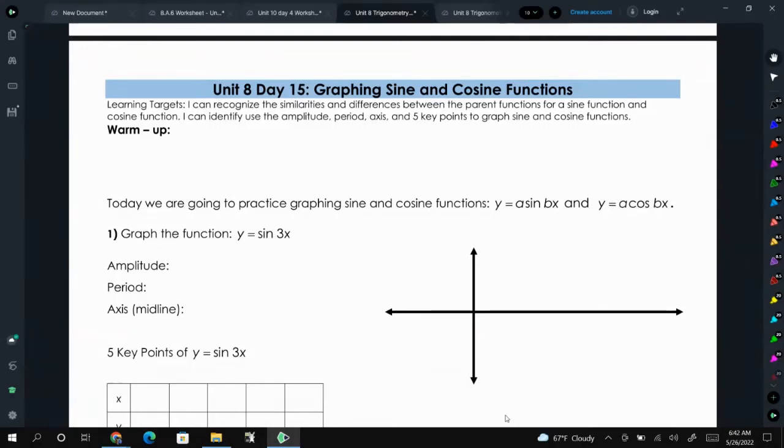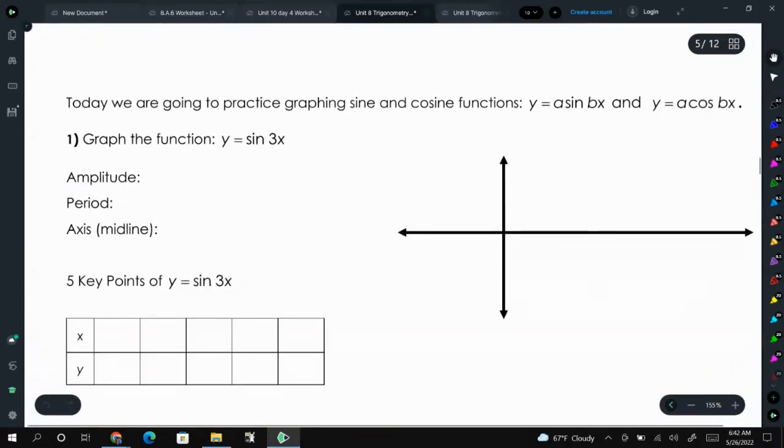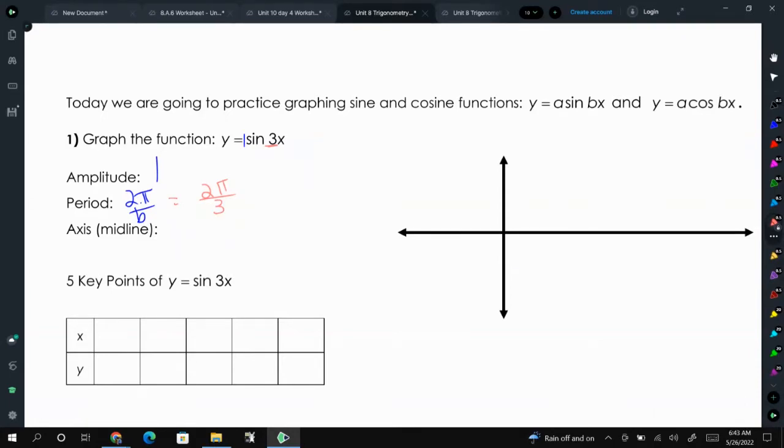Today we're going to be graphing more sine and cosine functions. So we're just going to practice today with amplitude and the period, and then drawing our graphs using our new intervals. As we were saying yesterday, amplitude is the number in front, that a value, that invisible 1. Period is 2 pi over our b value, and b is the number in front of x. So 2 pi over 3 is our period.